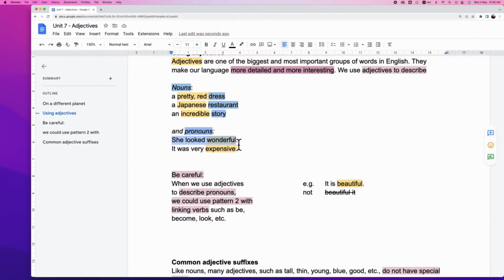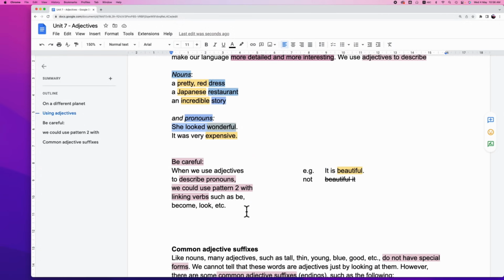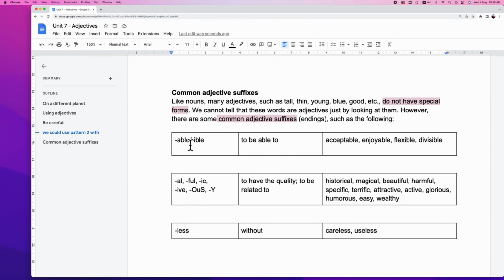And then the second part is the common adjective suffixes. Let's get started. Many adjectives such as tall, thin, young, blue, good do not have special forms. By just taking a look at the word, we can tell these words are adjectives. However, there are some common adjective suffixes, meaning the ending of a word, that can tell us it is an adjective.